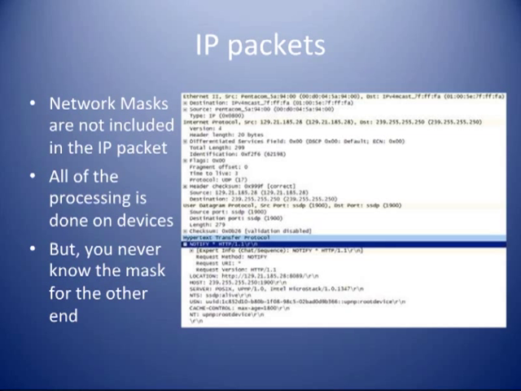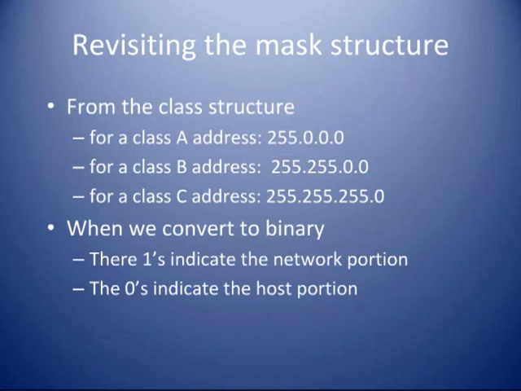Okay, so let's go back to this mask idea one more time. So here's our natural masks for the different classes. Now the next thing that I want to introduce is that if we convert these to binary, in that example, the class A, that 255 is 8 ones, right? 1, 1, 1, 1, 1, 1, 1, 1. Now wherever you have a 1, that's actually the network portion for that particular IP address. And the zeros indicate the host portion.